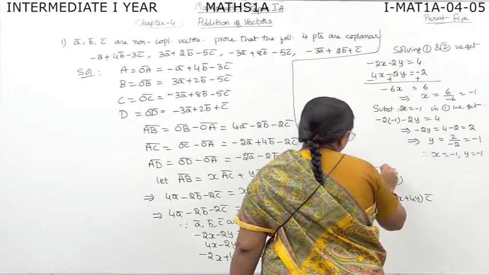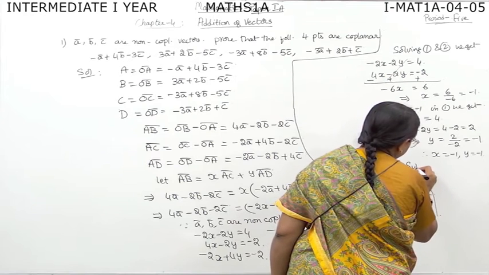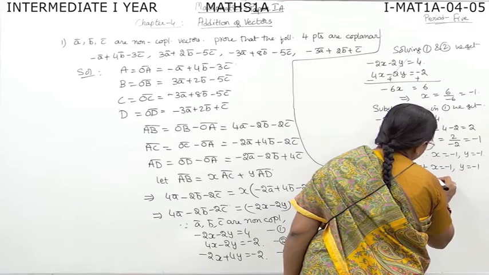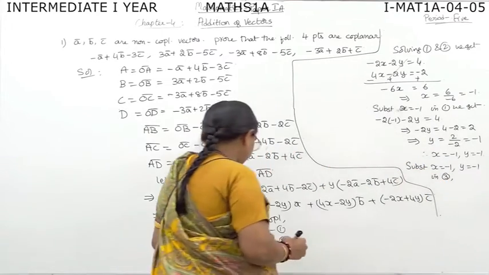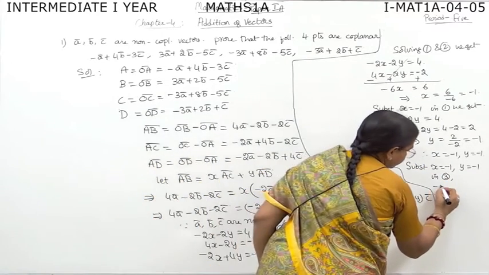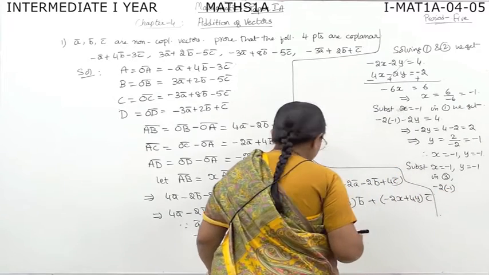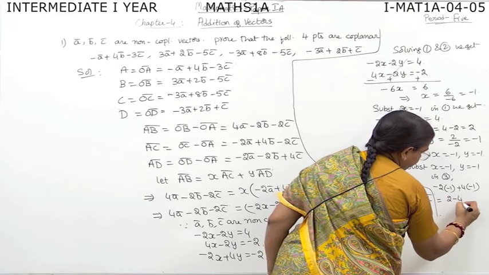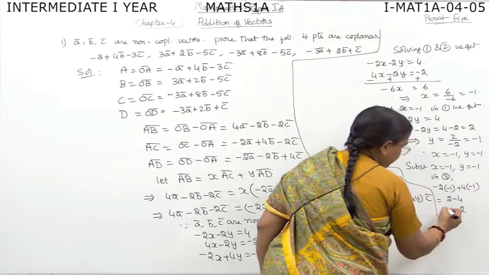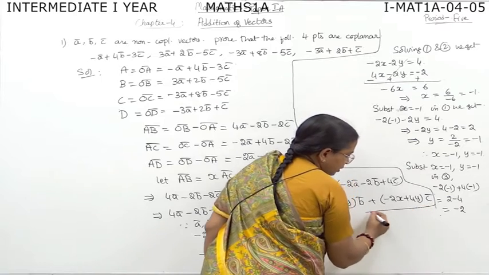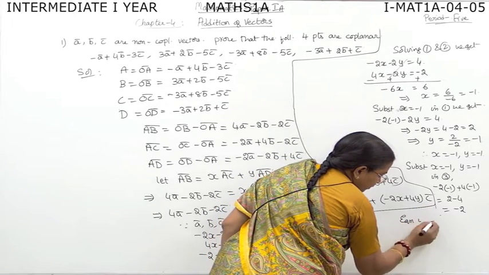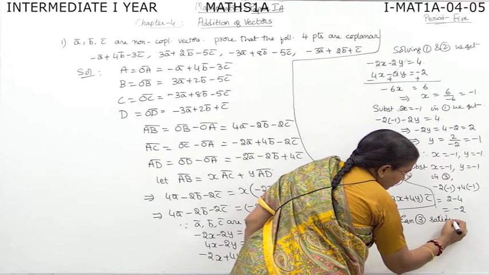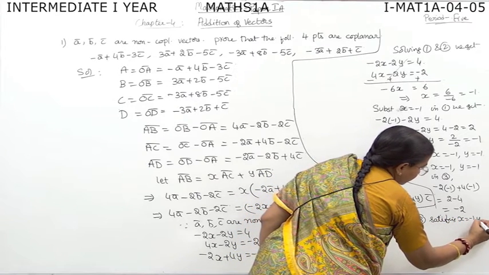Now what you have to do is substitute in the third equation. Substituting x is equal to minus 1, y is equal to minus 1 in the third equation, we get minus 2 into minus 1 plus 4 into minus 1. What is it? 2 minus 4, that is minus 2. That means equation 3 is satisfied by x is equal to minus 1 and y is equal to minus 1.